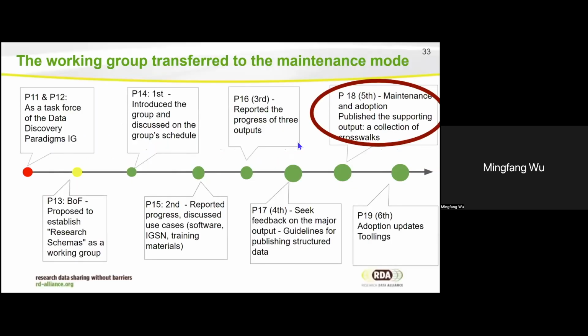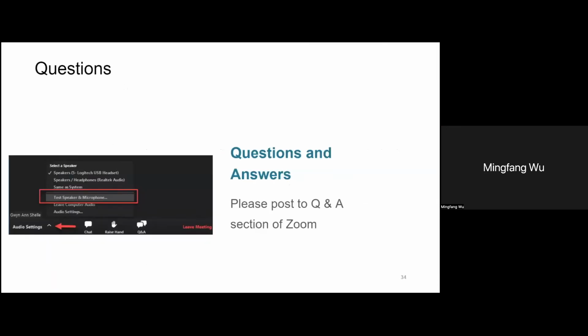So this group formally started at plenary 14, and we finished our work at plenary 18. Since then, we have transferred to maintenance mode, and we are now thinking of ways to wrap it up. That's it. Leila, I'll hand over to you now.